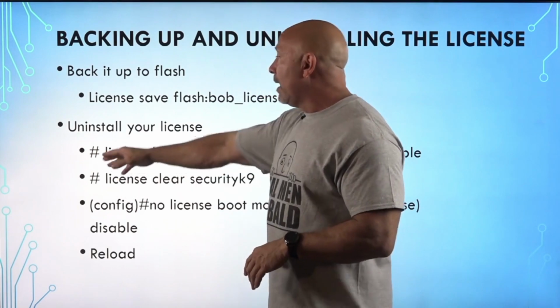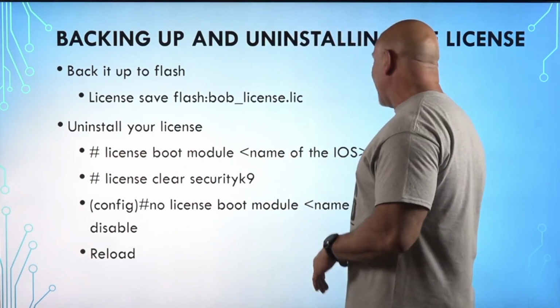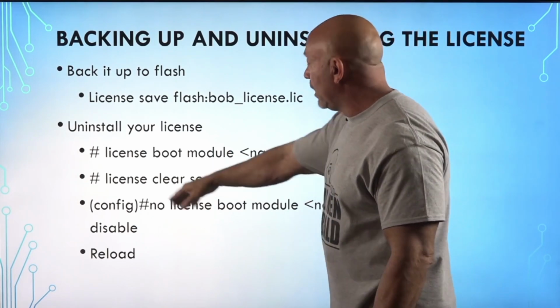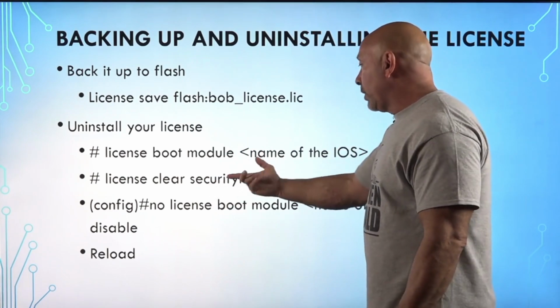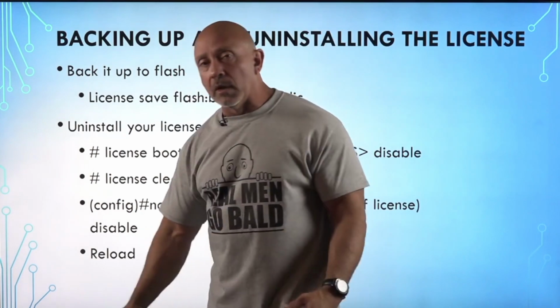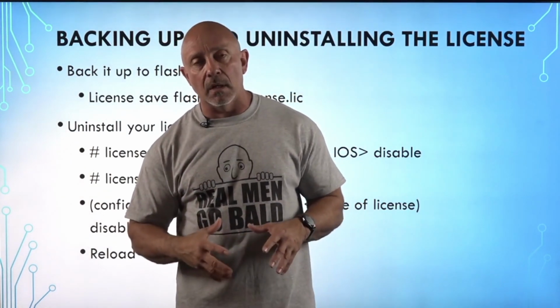It's not going to be called Bob_license.lic, but whatever. To uninstall your license, use license boot module, the name of the IOS, and then disable if you want to go ahead and uninstall it. Then license clear security K9. Or you do the opposite: no license boot module and the name of the license. Disable and then reload.